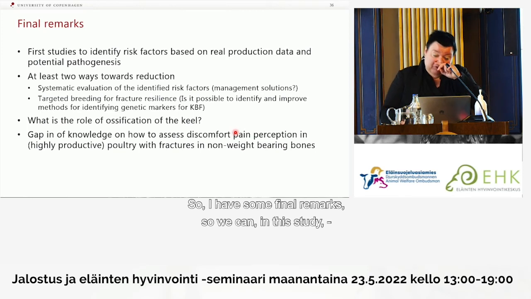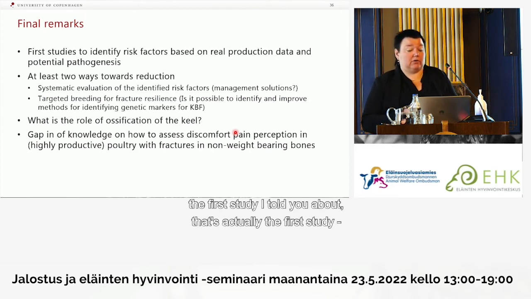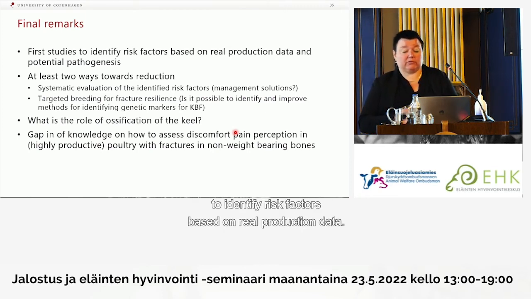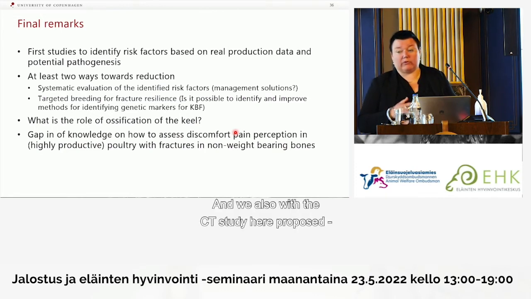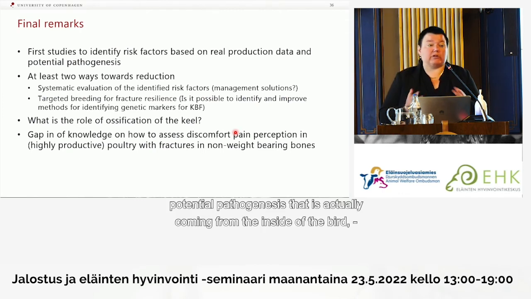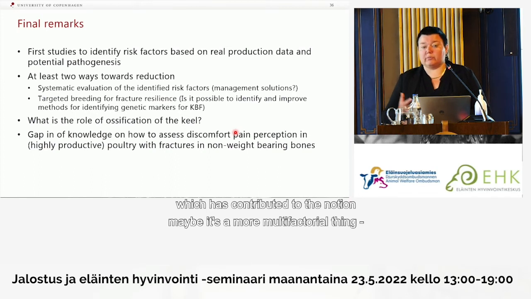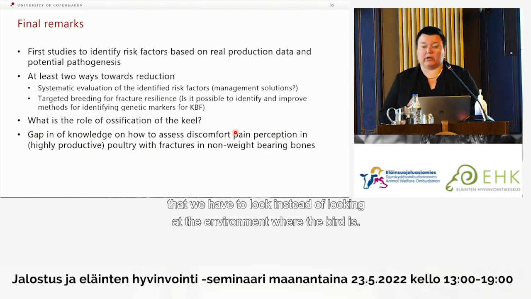So I have some final remarks. The first study I told you about is actually the first study to identify risk factors based on real production data. And with the CT study, we also proposed a potential pathogenesis that is actually coming from the inside of the bird, which has contributed to the notion that maybe it's a more multifactorial thing that we have to look at, instead of looking at the environment where the bird is.